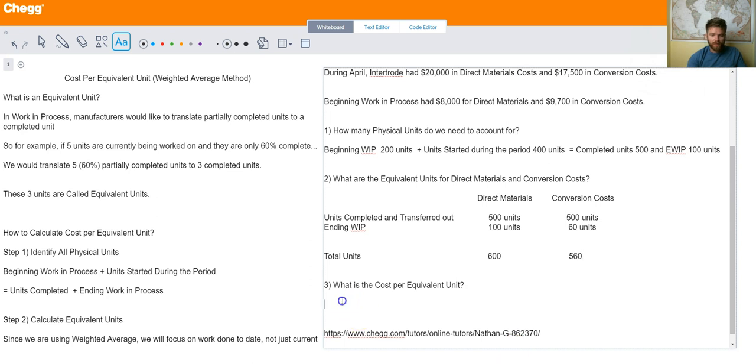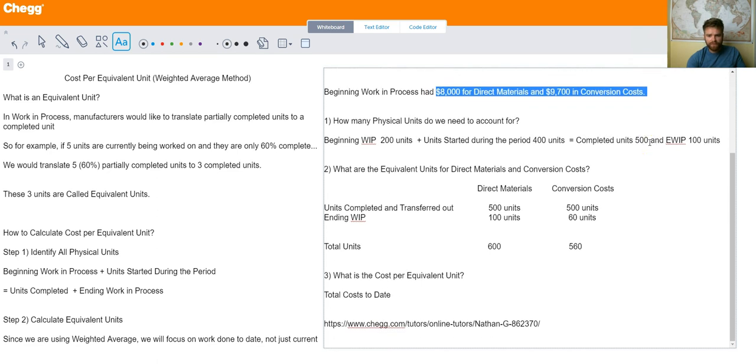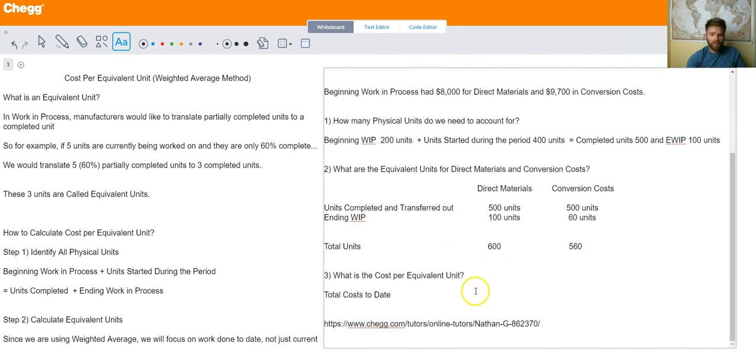So what is the cost per equivalent unit? Well, we need to get the total costs to date. So not just current period like FIFO, but total costs. So that's going to be comprised of these two lines. So beginning work in process, 8,000 for materials and 9,700 for conversion. So we'll just start with direct materials first. So 8,000 at the beginning, and then 20,000 was incurred during the period. So for materials, 28,000.